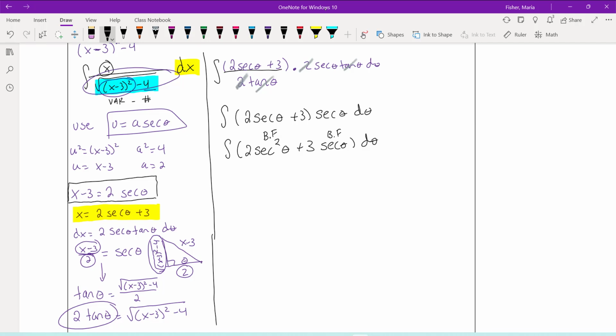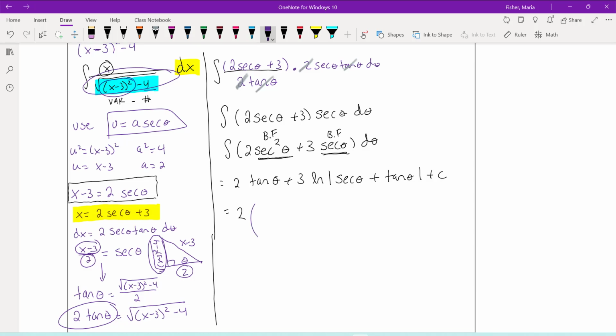That means that this is going to equal 2 times the integral of secant squared theta, which is tangent of theta, plus 3 times the integral of the secant of theta, which is the natural log of the absolute value of the secant of theta plus the tangent of theta, plus c. Now get out of thetas and go back into x's. This is going to equal 2 times, well, do I know what the tangent of theta is equal to?